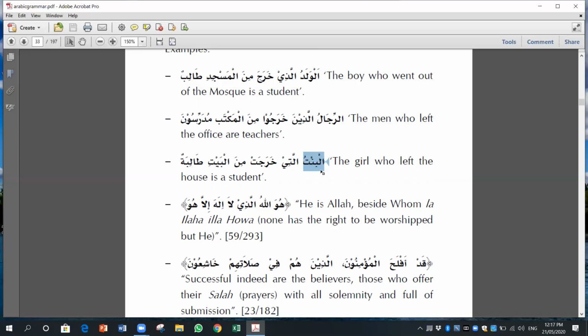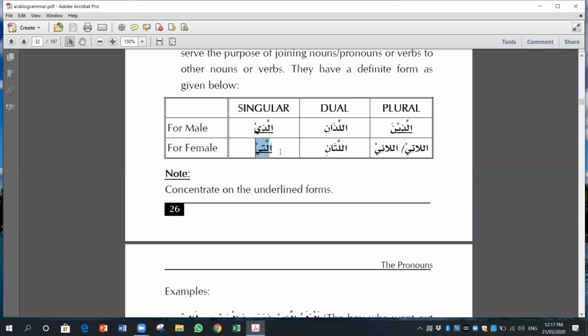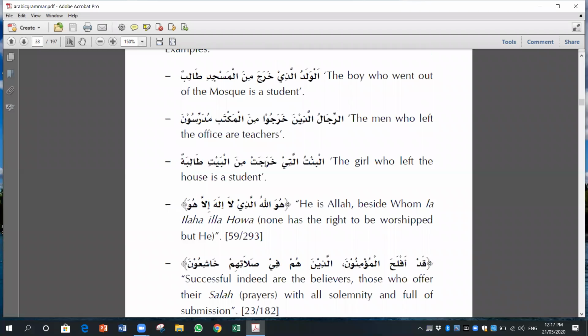Now this is an example of female. Al bint. Bint means the girl. Al bint, the girl. And with this alif lam, it is the. Do you remember this? So alif lam means the. Al bintu, the girl, allati. Now this is the female, allati, for female, singular female. Allati, who kharajat.